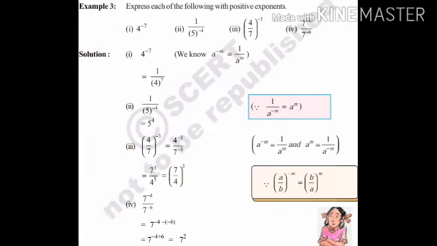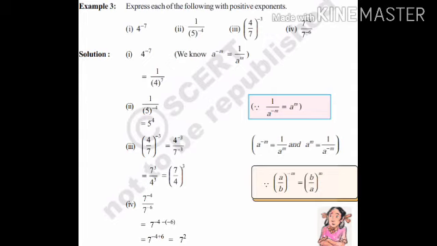Question number 2. 1 by 5 power minus 4. We know 1 by a power minus m is equal to a power m. So 1 by 5 power minus 4 is equal to 5 power 4.